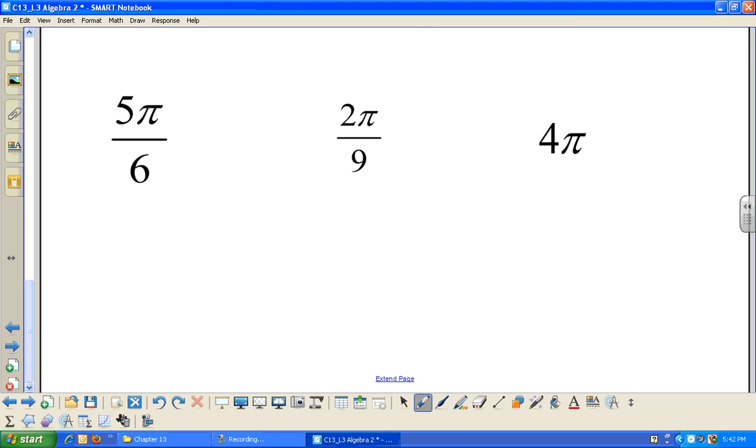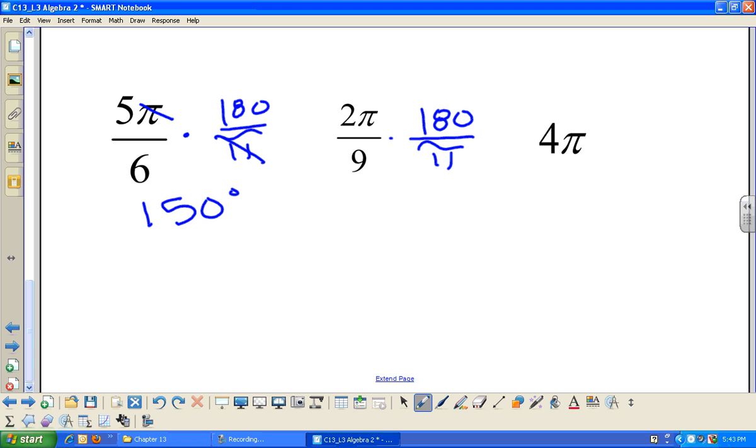Now I have my radian measurement. So I multiply by 180 over pi. And once I reduce, I have 150 degrees. Again, you multiply by 180 over pi. Your pi units should always cancel out. And I get 40 degrees.